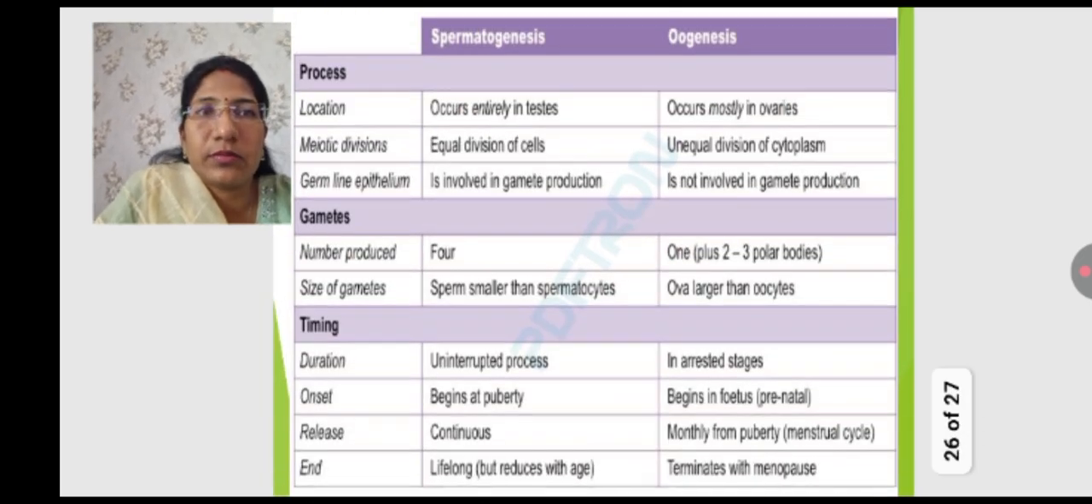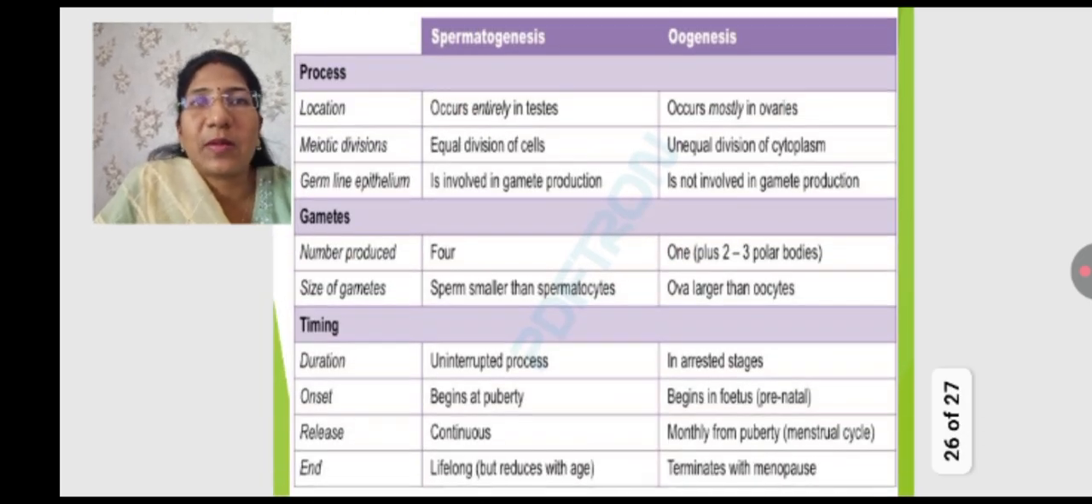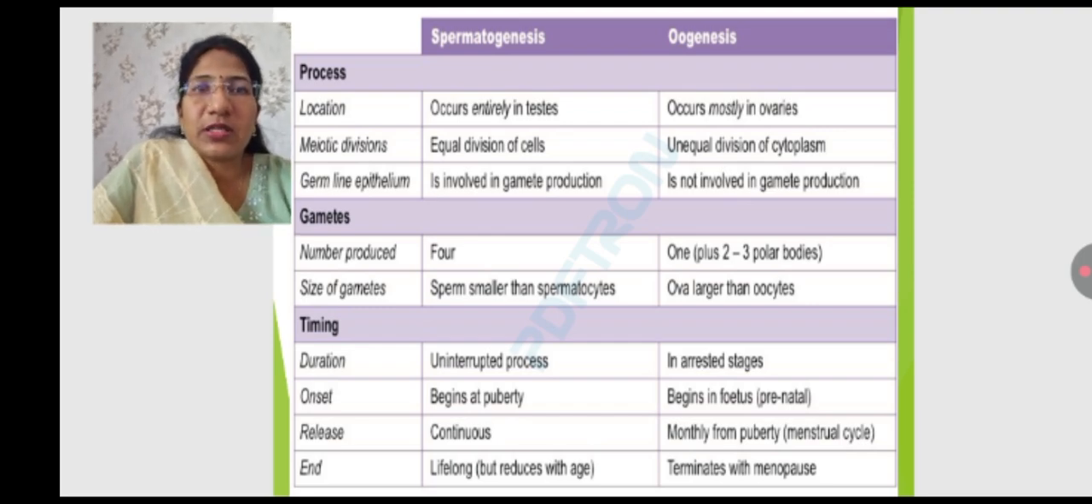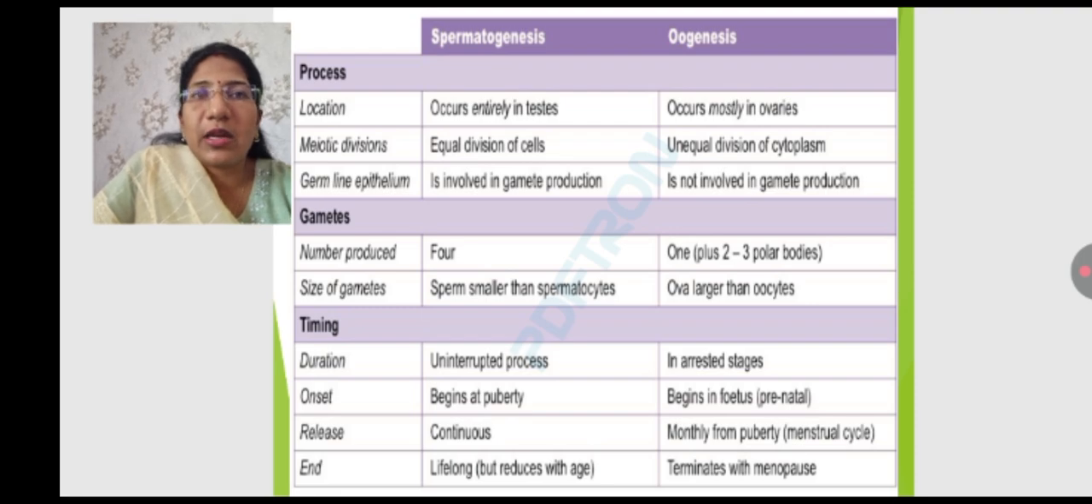And last one, the most important part, that is sometimes asked in your examination: what is the difference between spermatogenesis and oogenesis? Some differences are explained here. In spermatogenesis, the location is entirely in the testis, and oogenesis occurs mostly in the ovary. Then at the time of mitotic cell division, in spermatogenesis equal division of cytoplasm occurs, and in oogenesis unequal division of cytoplasm occurs.